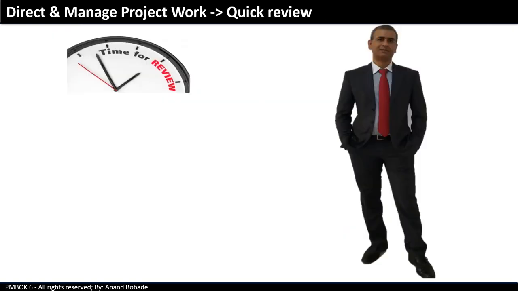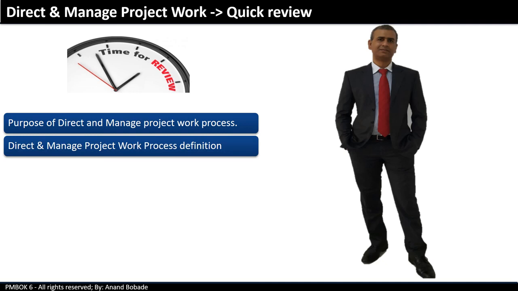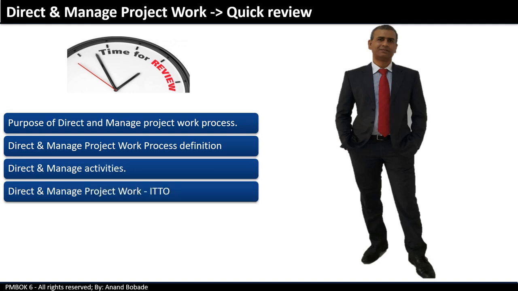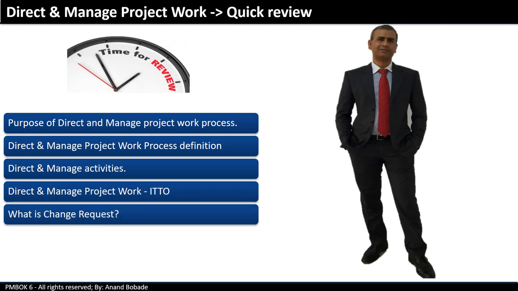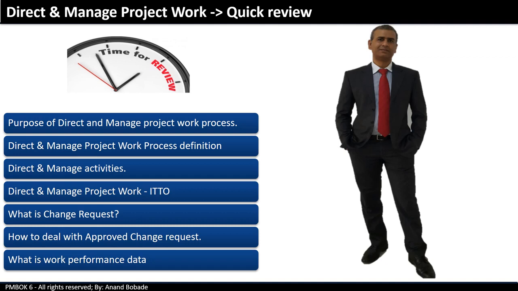So this is the end of direct and managed project work process. Let's do a quick review. What did we learn in this process? We started understanding the purpose of this process, and we understood what is the definition of direct and managed project work process. We also talked about various activities that are performed by a project manager. We went through input, tools, techniques, outputs, and we also understood what is change request, what is approved change request, what is work performance data.